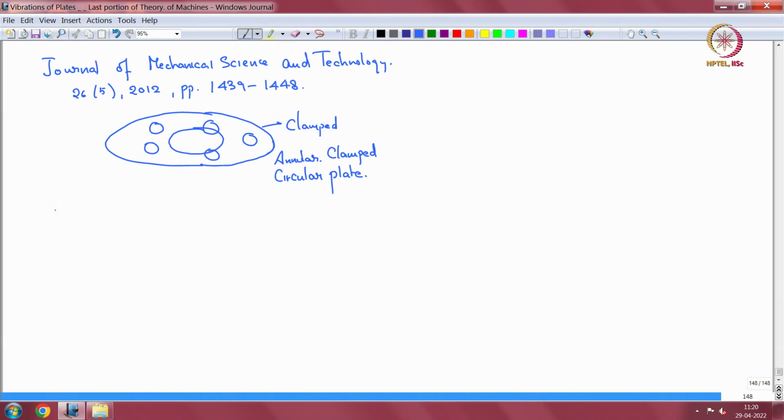The kinetic energy function is formulated as rho h by 2 times the integral over the area of w squared r dr d theta, whatever be the area. If it is an annular plate, this is the area. And because it is in polar coordinates, you need this r dr d theta.